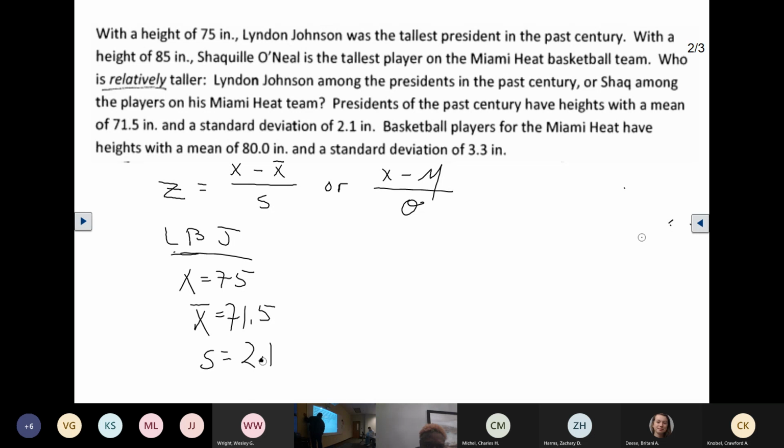Anybody want to try it? Yeah. No. If you come up here and break your wrist, then I'll be liable. Okay. All right, so let's do it for Shaq.